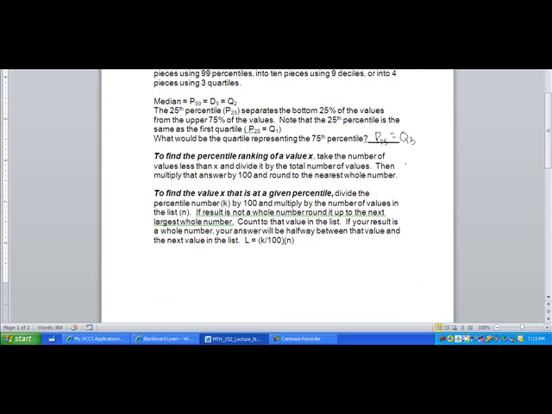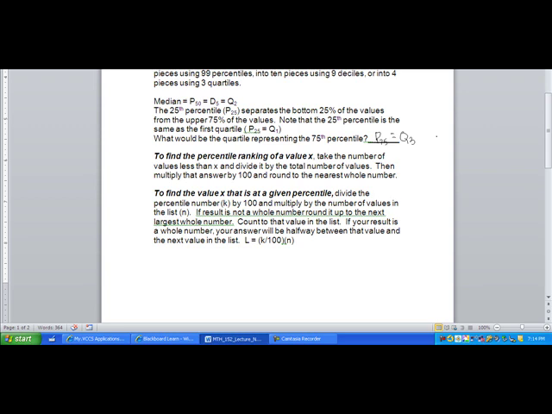Now, these are the 2 things that we have to do in working with data values. We have to be able to find the percentile ranking of a value, and we have to be able to find the value that is at a given percentile. To find the percentile ranking of a data value, we count the number of values less than our data value x and divide by the total number of values. That's going to give us a decimal. We multiply by 100 and round to the nearest whole number. We're going to do some examples of these shortly.